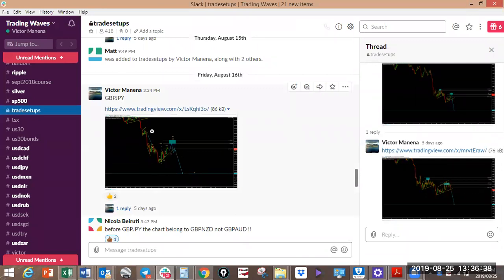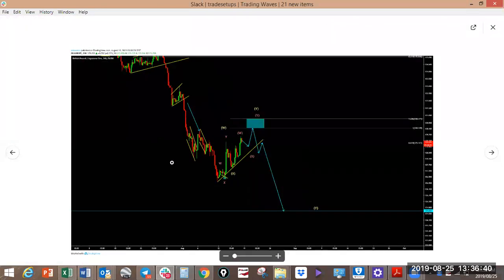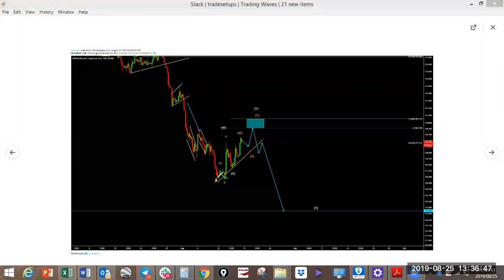Now pound yen. Let's look at pound yen as well. So pound yen, I also posted this one on TradingView. Most of you would have seen that I posted this one when it was still making this corrective structure here. I wanted it to drop here.